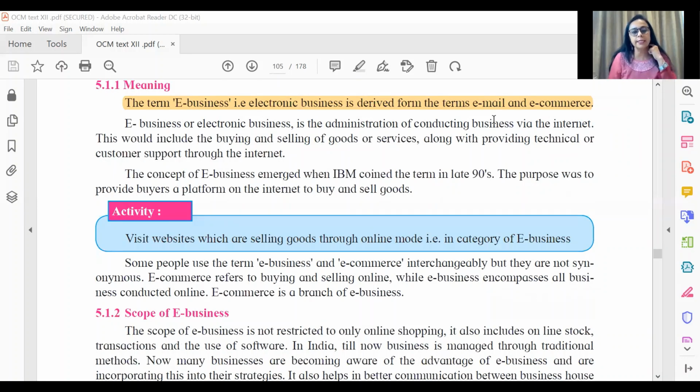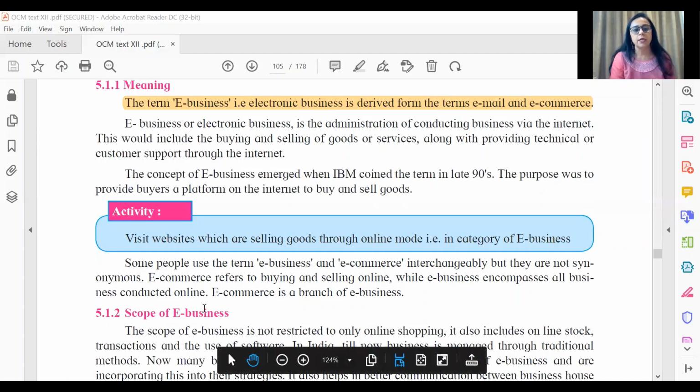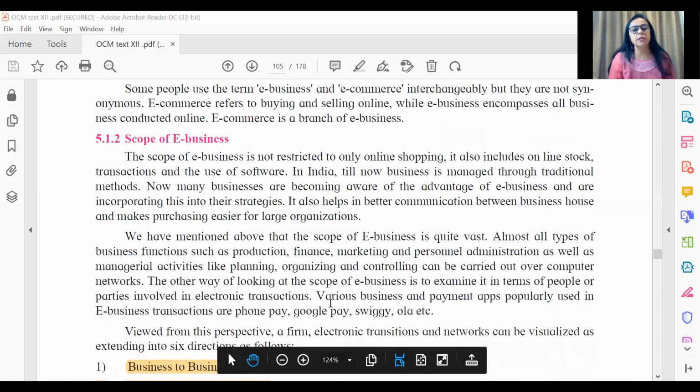You may elaborate a little more and explain how e-commerce and e-business are not interchangeable. Some people do interchange it, but e-commerce refers to buying and selling online, whereas e-business encompasses, it includes, all those businesses which are conducted online. So e-commerce is a part of e-business.